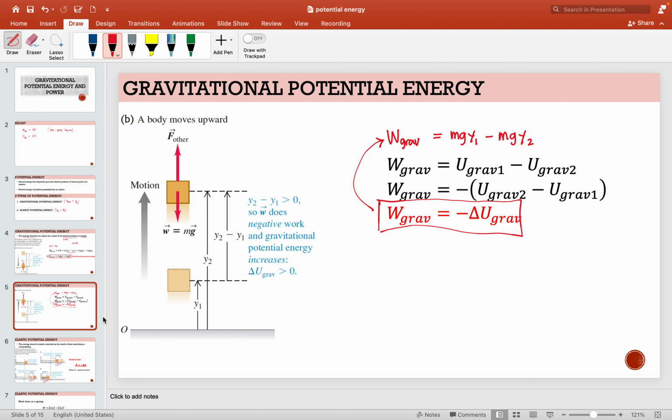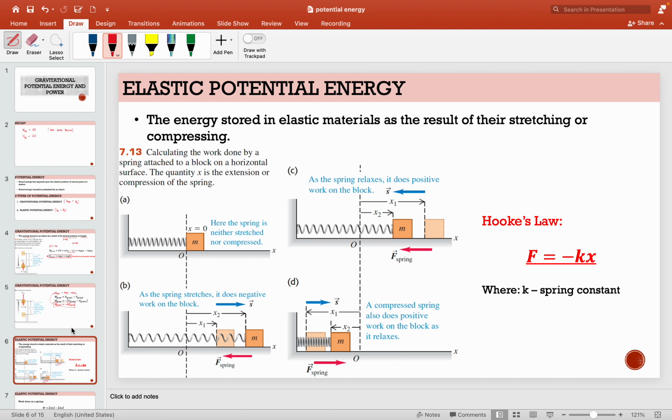Okay. So now, we have two types of potential energy, the gravitational potential energy and also the elastic potential energy. Elastic potential energy is the energy stored in elastic materials as a result of their stretching or compressing. When we say elastic, a basic example of an elastic material is a spring. We also have rubber bands, or any material that is elastic. So it has elastic potential energy.